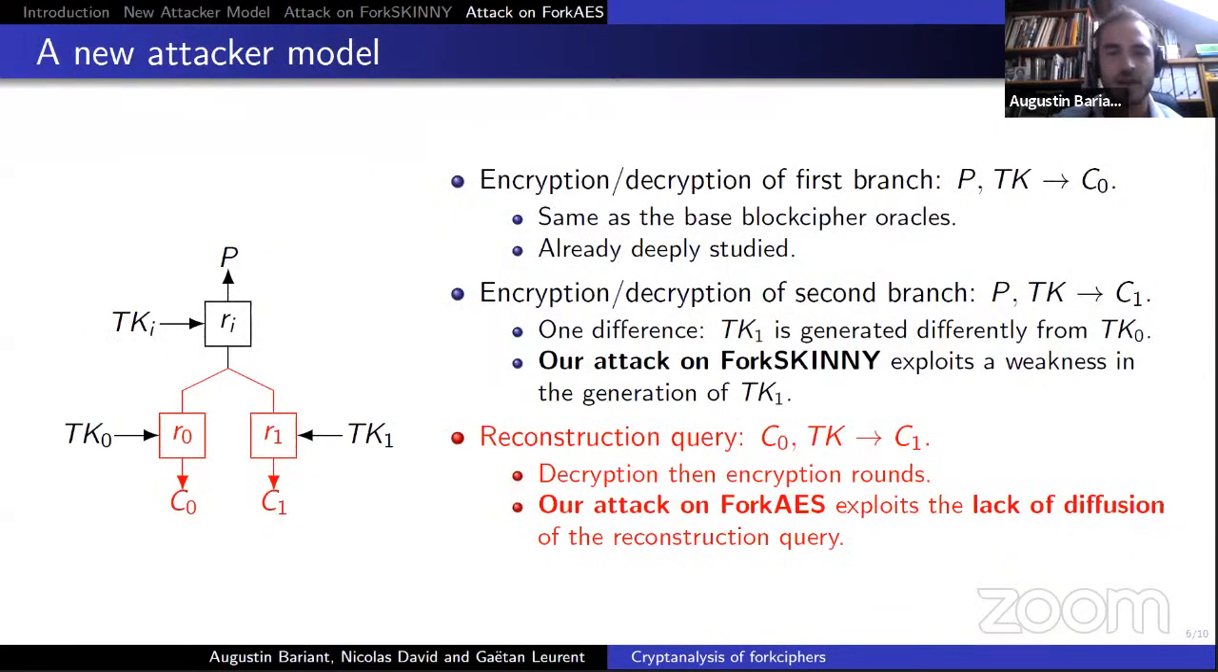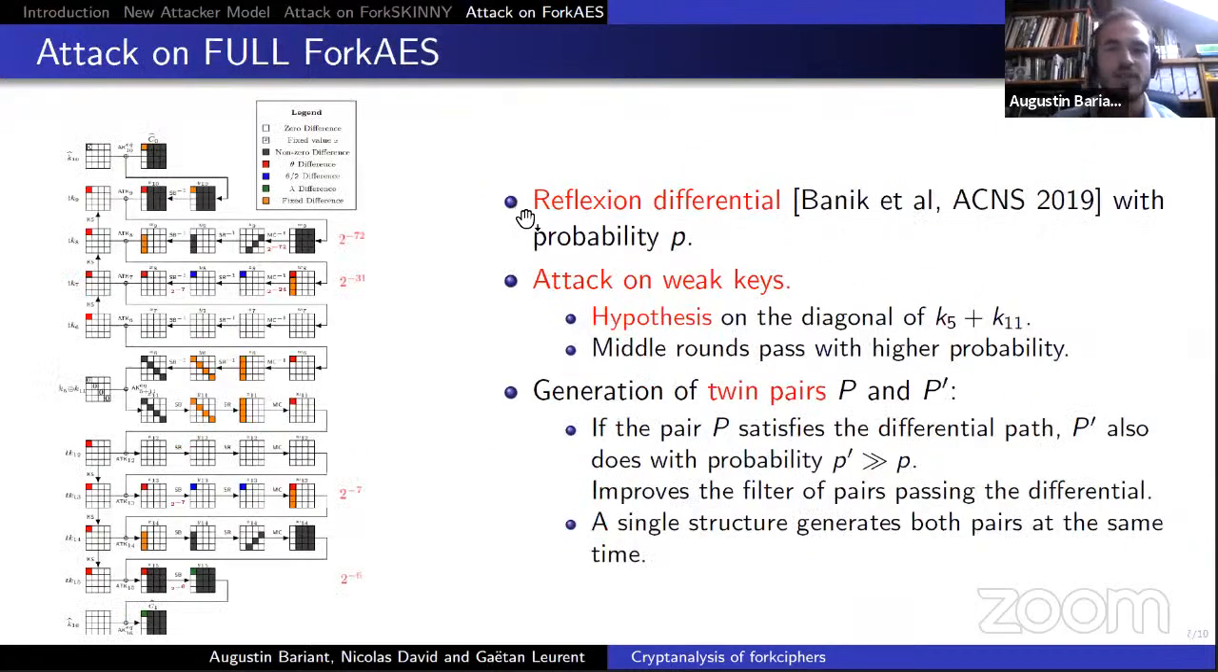The second interesting oracle that emerges from the framework is the reconstruction query. So out of one of the 2 ciphertexts 0-1, we can ask for the other one. Actually, this implies a lack of diffusion in the middle rounds, as it's constituted of decryption rounds followed by encryption rounds. And our attack on 4KS exploits this lack of diffusion. So our attack is a reflection differential. So it's a truncated differential, but for the reconstruction query.